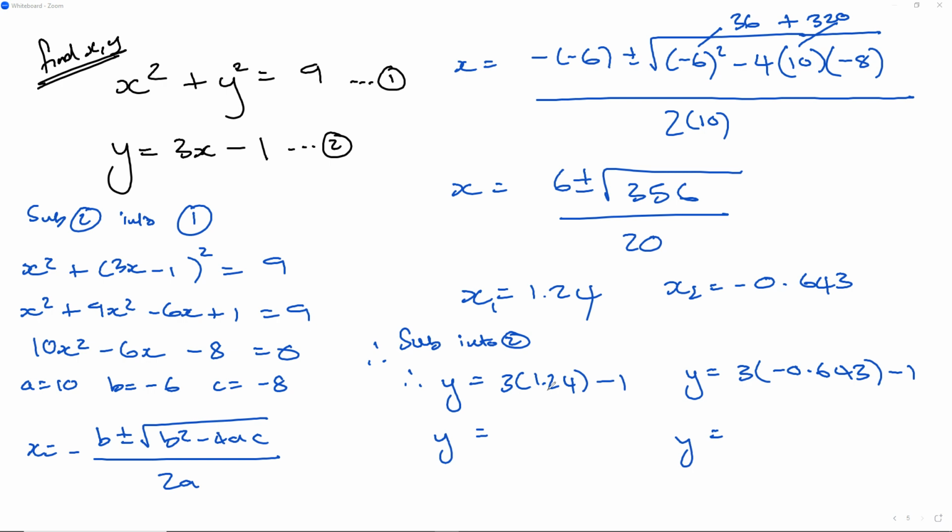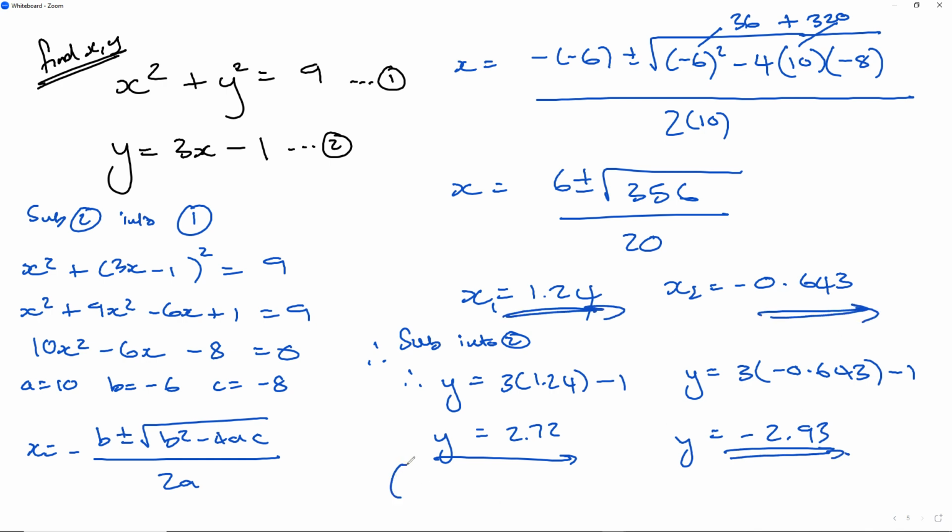Okay. All right, so that's going to be 3 times 1.24 minus 1 comes to 2.72. And 3 times negative 0.643 minus 1 comes to negative 2.93. Please double check my solution if I got the correct one as well, so I didn't make any errors. 1.24 and 2.72, as well as negative 0.643 and negative 2.92. That's where the straight line will go through this particular equation.